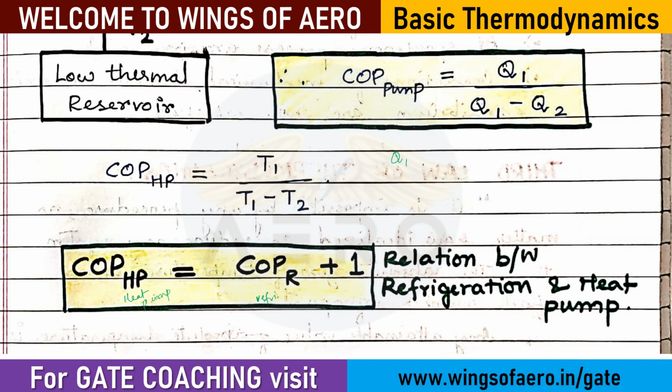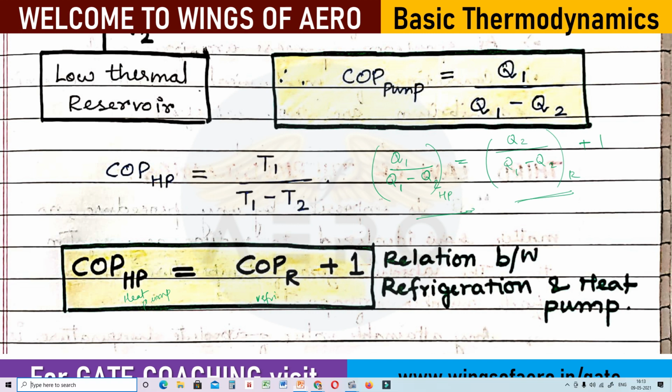So Q1 by Q1 minus Q2 equals, this is for heat pump, then Q2 by Q1 minus Q2 of R plus 1. So obviously this heat pump effect is going to be more as compared with the refrigeration. This is another significant point that you can bring to a conclusion. I hope simultaneously you are noting the formula.